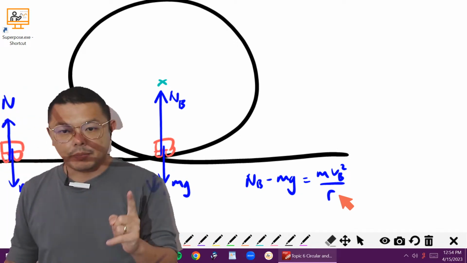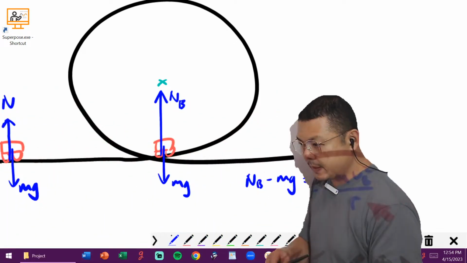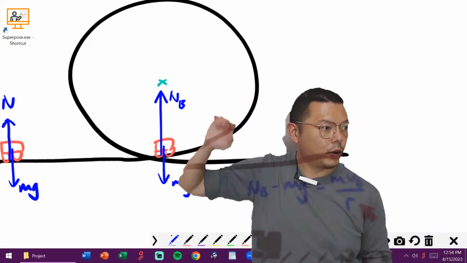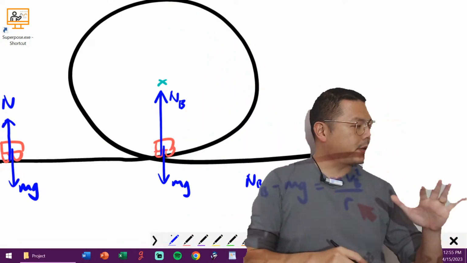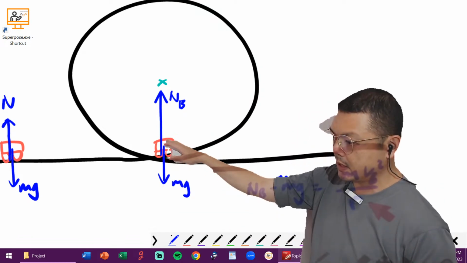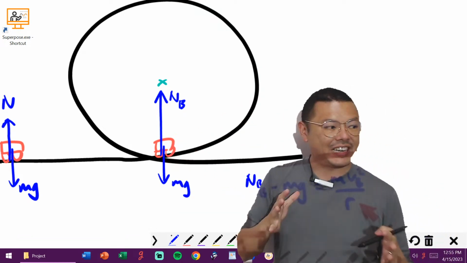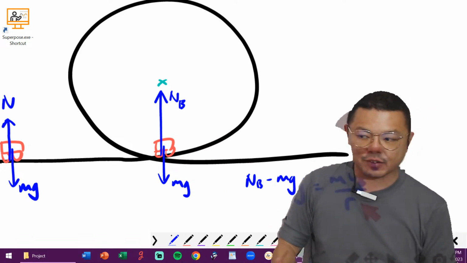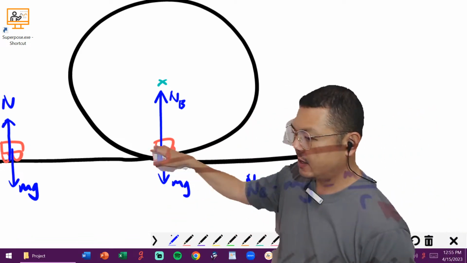One more time. Will this car lose speed as it goes to the top? Yeah, it will lose speed, because KE is being converted to GP. This car doesn't have an engine, right? It can't gain speed. It can't fight against gravity. It will lose speed as it gets to the top.